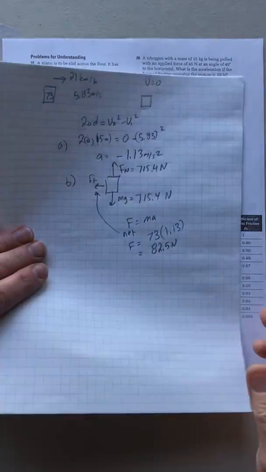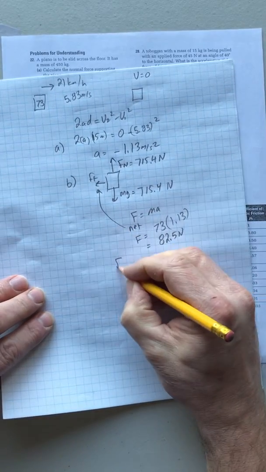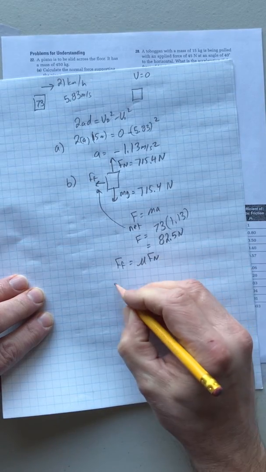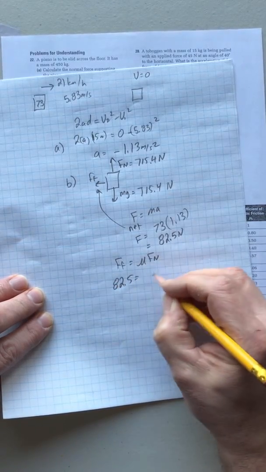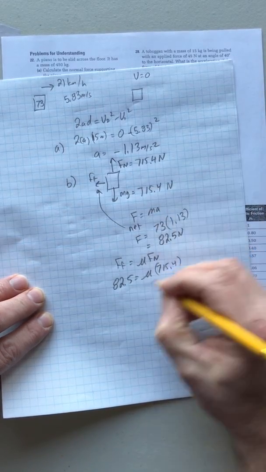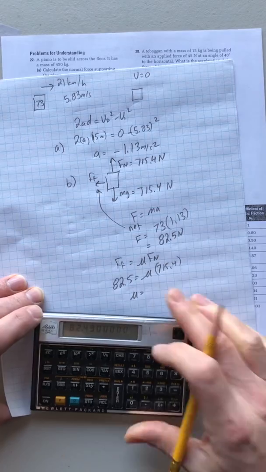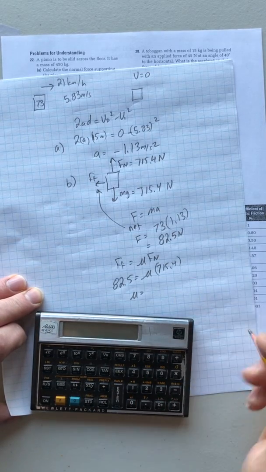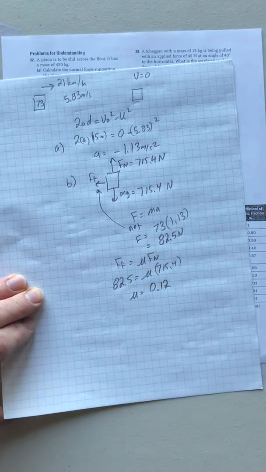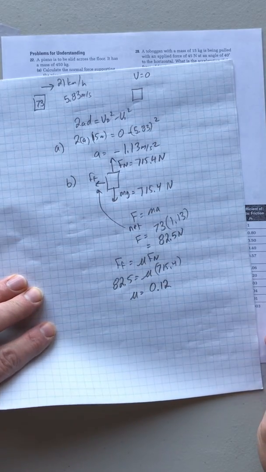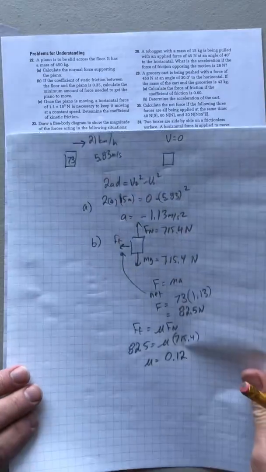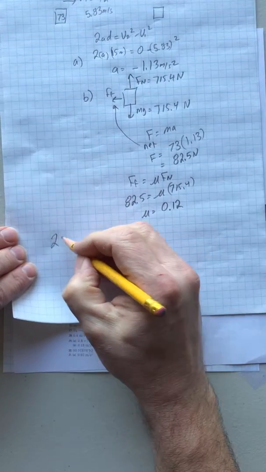They want to know the coefficient of friction. Okay, so force of friction equals mu Fn. So 82.5 equals mu times the normal force, which is 715.4. Mu equals 0.12. Okay, and that's the answer for B. And that was question 26. Let's take a look at question 27. Let's squeeze that one in here.